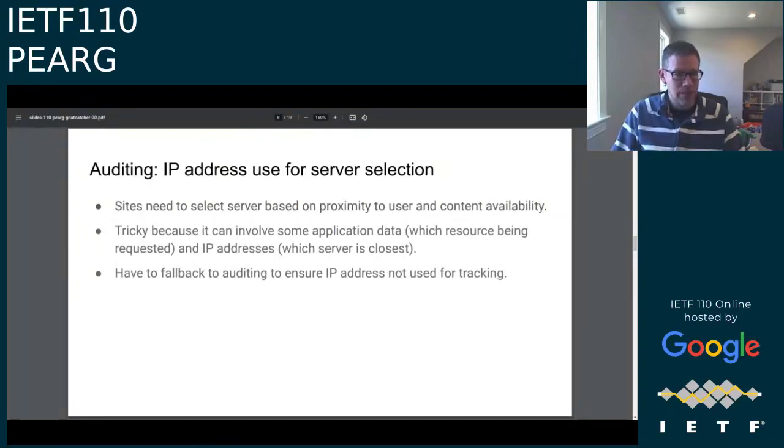IP addresses are also used for server selection. A lot of the time you'll have multiple servers hosting different content. A site might need to pick the server that's closest to the user for the best latency, and the one that has the content they're looking for. This can be a little tricky because you're taking into account proximity, which could be based on IP address, and content, which could also share some identity. So this is an area where it has to be audited to make sure it's just being used for server selection and not being passed along for re-identification.